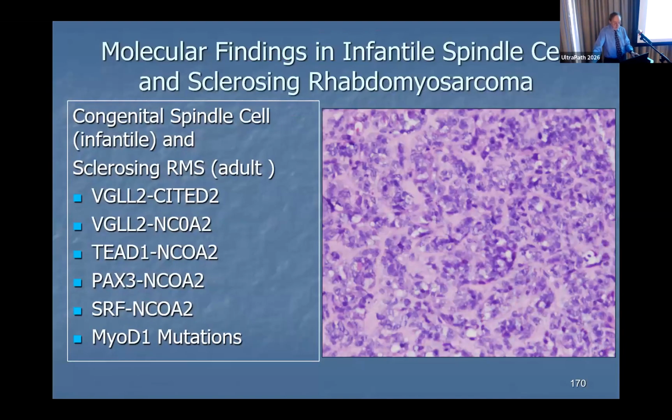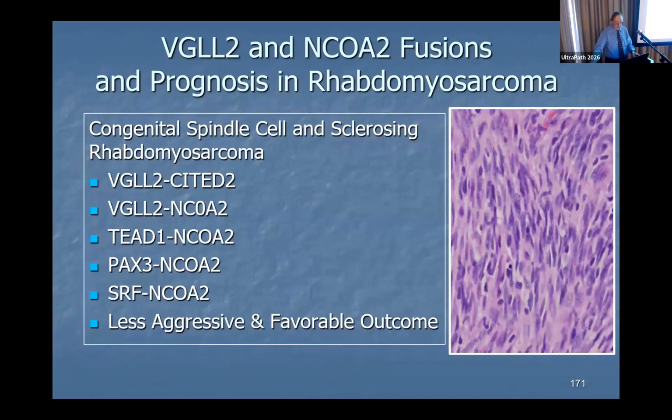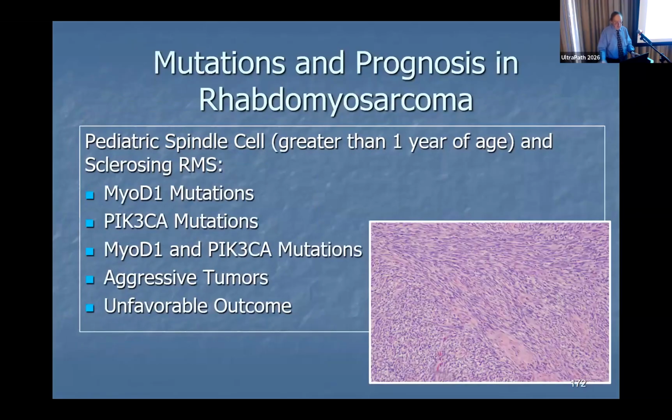And one of the things that you can find, these are the different types of translocations you can see in congenital spindle cell infantile forms and the sclerosing rhabdomyosarcoma you see in adults. These are different translocations and MYOD1 mutation. These are the mutations that are associated with less aggressive and favorable outcomes in this type of rhabdomyosarcoma, both spindle cell and sclerosing. And these are the features that you see with aggressive tumors and an unfavorable outcome.